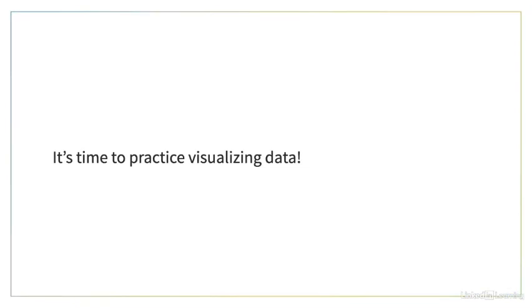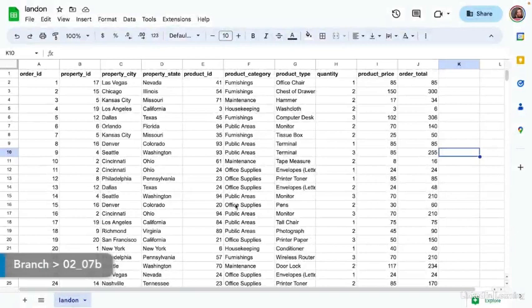It's time to practice ingesting and visualizing data. In this challenge, you'll be given a new database that you need to visualize the data of. Here's what the data looks like. There are columns for order ID, property ID, state, city, product ID, product category, product type, quantity, product price, and order total. It represents sales for the land and company.